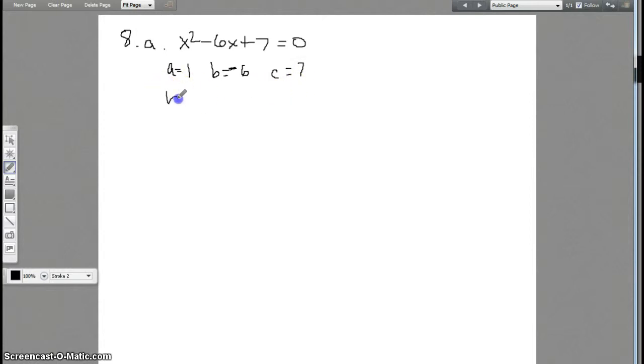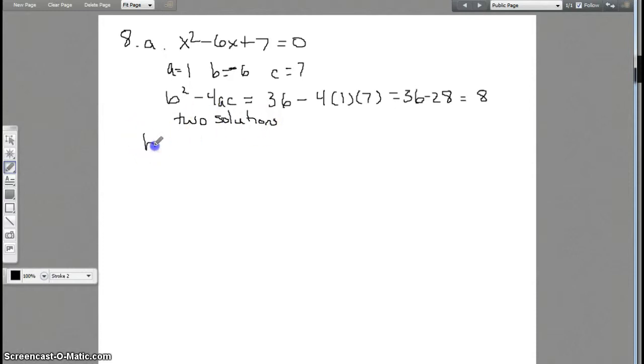Now our discriminant is b squared minus 4ac. So our b is negative 6. When we square that, we get 36. And then we'll write minus 4, and then we're going to have it times a times c. Our a is 1. Our c is 7. 4 times 1 times 7 is 28. So this is 36 minus 28. And 36 minus 28 is 8. Since our discriminant is greater than 0, that means that we will have 2 solutions.